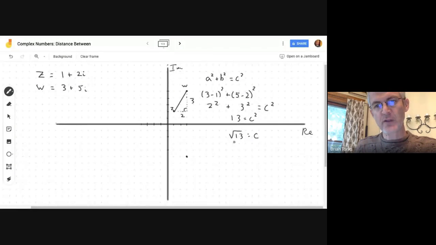This is a real number. So the distance between two points in the complex plane is a real answer. It doesn't have any i or imaginary component to it. Now, what happens if instead of getting the square root of 13, we had ended up with something like the square root of 50?